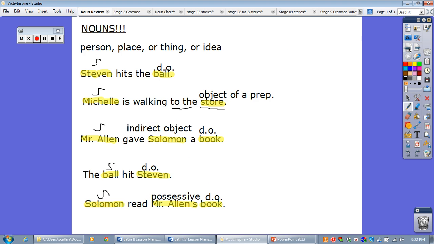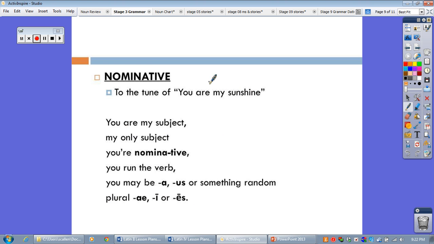At the very end, you learn the songs, and that's how I want to warm up right now, just to sing the songs really quickly. I hope that you guys have been practicing. So nominative, here it is.